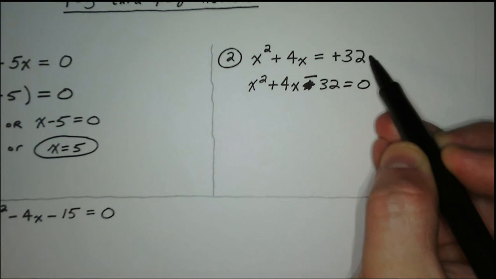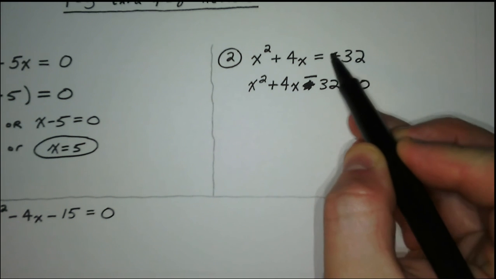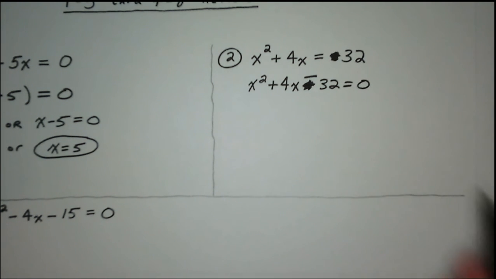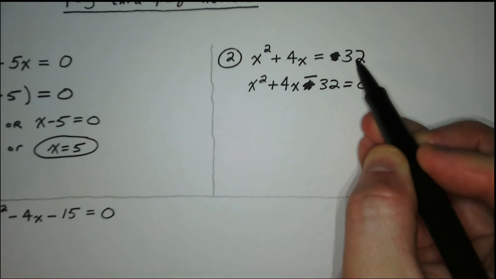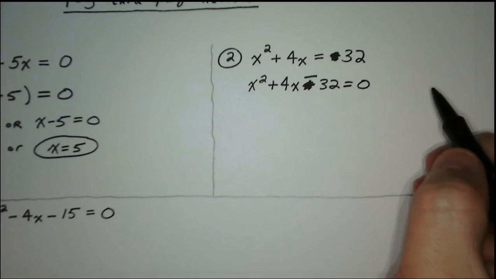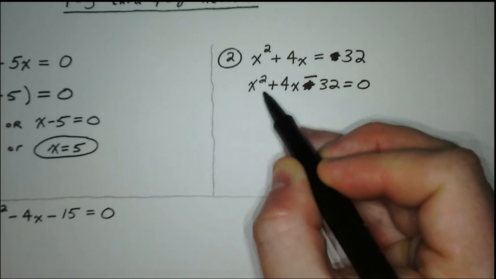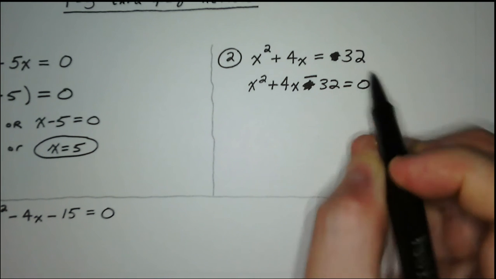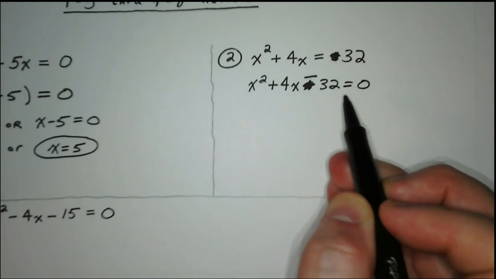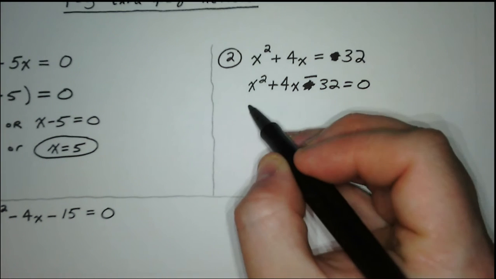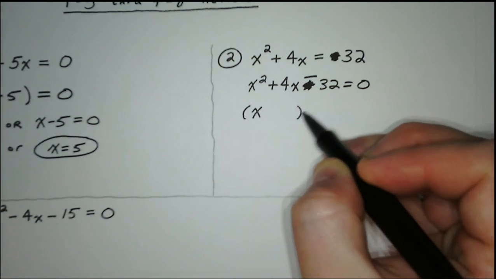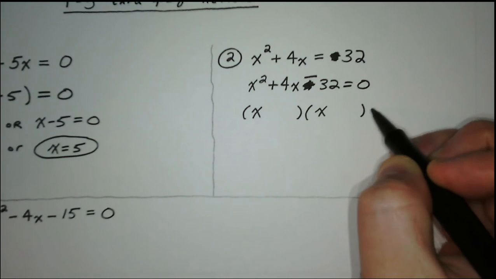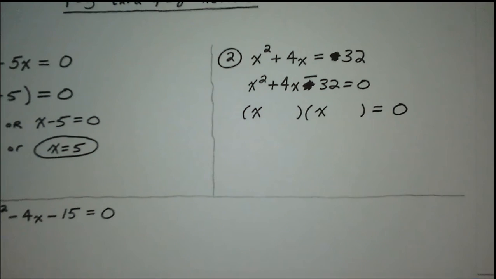The original equation was supposed to just be positive 32. And then when you move that over to the other side to set equal to 0, that would have been x squared plus 4x minus 32 equals 0. And the reason I needed it to be minus 32 is that way it can actually unfoil.